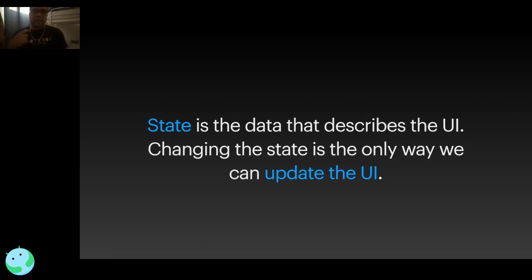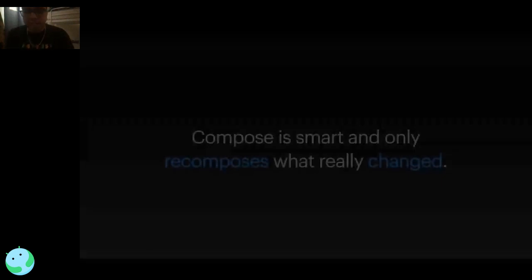That represents the state of the UI. If I change the full name to be Mahmoud instead of Eury, Compose will reflect that change to update the name. So we will see later how Compose does that and some things that we need to keep in mind when updating the UI. Compose is smart and only recomposes what really changed.